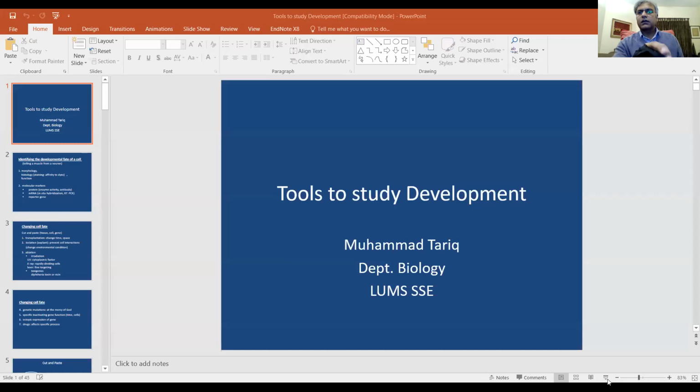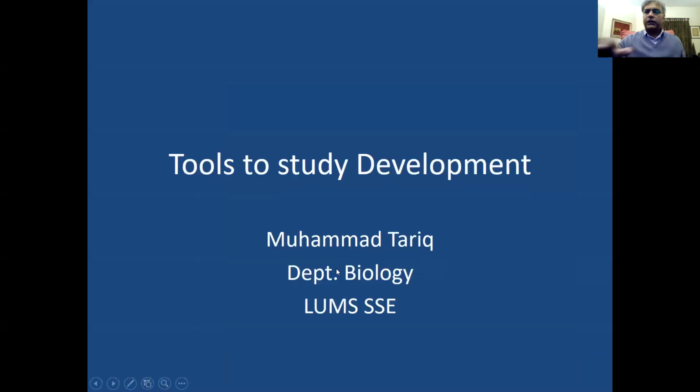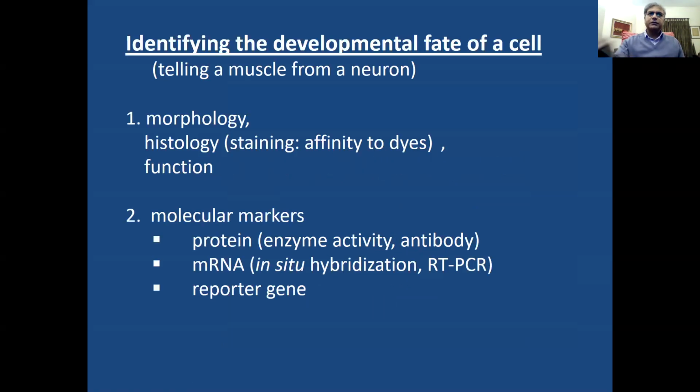Okay, so we are going to look at tools which are routinely used for understanding or studying developmental biology. For example, one of the fundamental questions we work on is to identify cells of different fates.